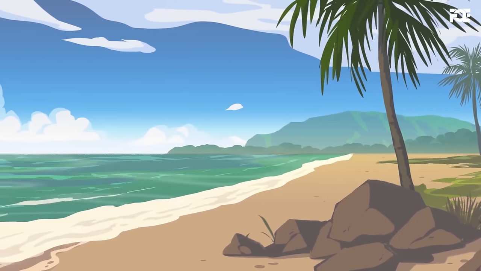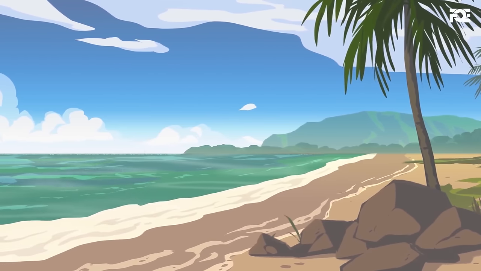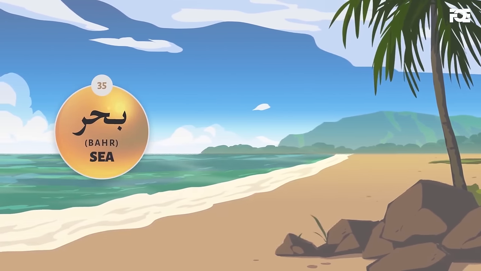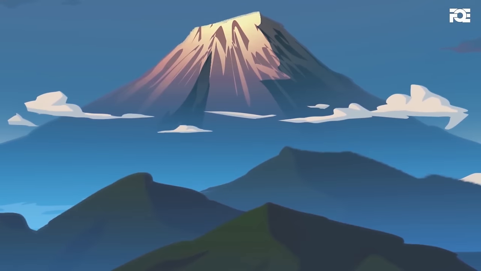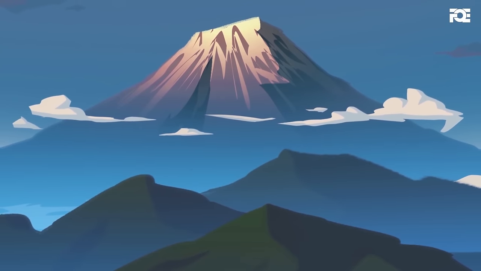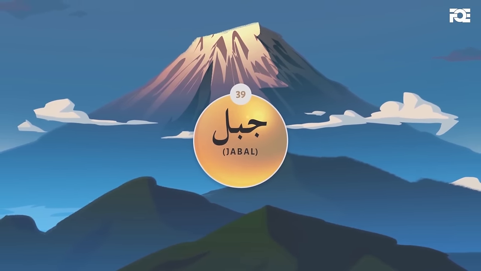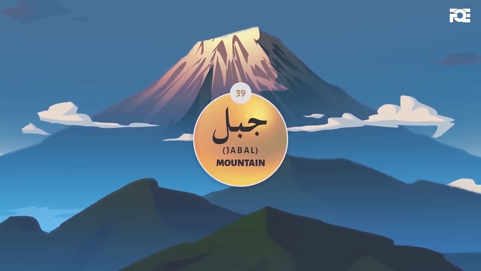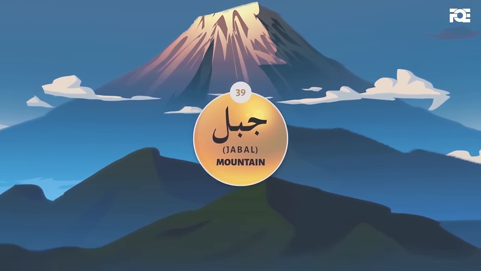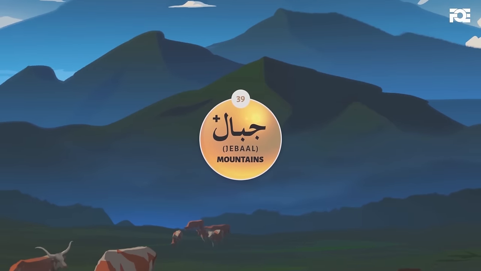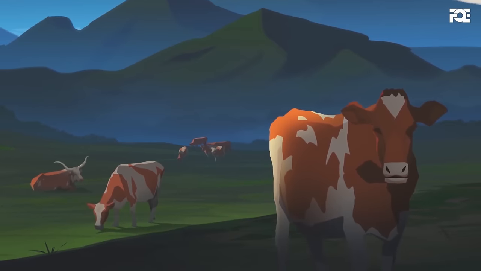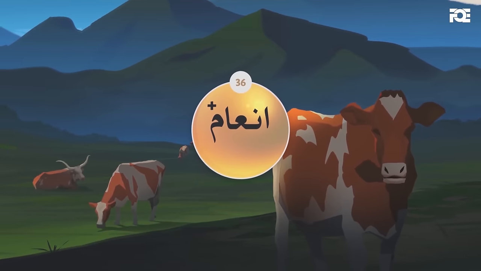I'm standing at the beach looking at the bahr. Bahr, sea. On the other side, I see a big jabal. Jabal, mountain. And three small jibal, mountains. Jibal, mountains. On the ground, there are an'am grazing the grass.